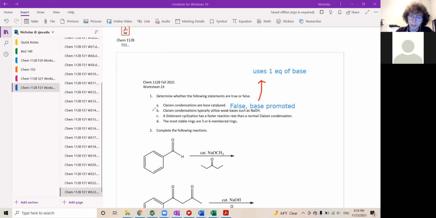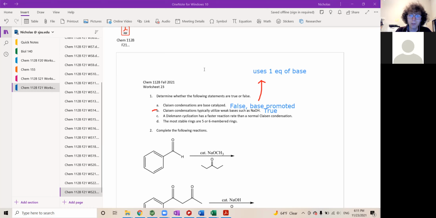Next one is B. Claisen condensations typically utilize weak bases like sodium hydroxide, or alkoxides or other weak bases that might be used here, as opposed to strong bases like sodium hydride and LDA and such. Okay, so 2 of you said true, 1 false. This one is true.